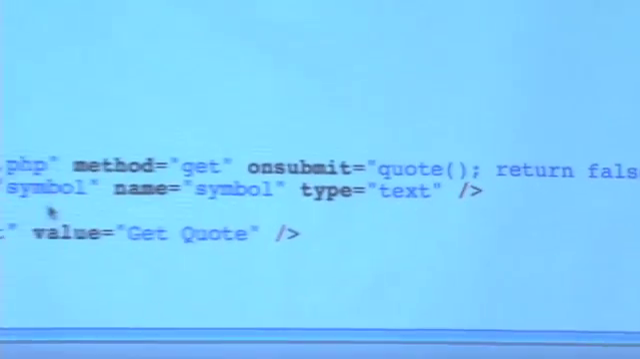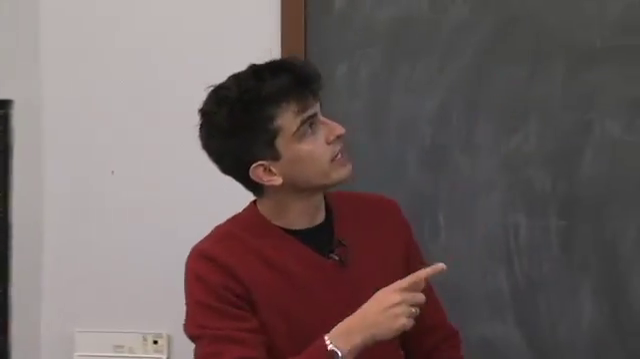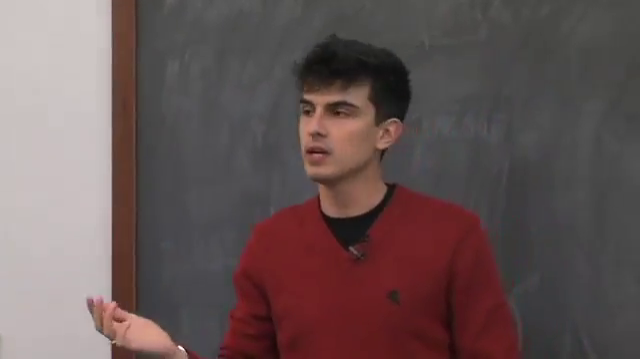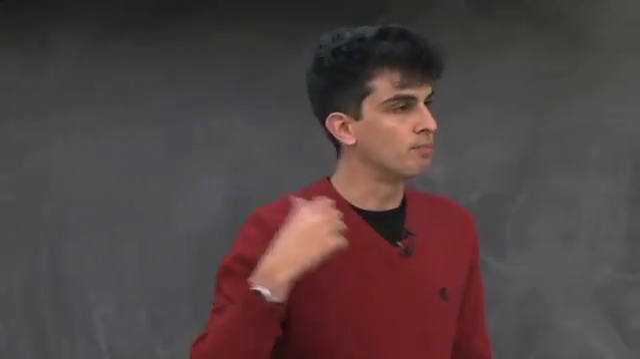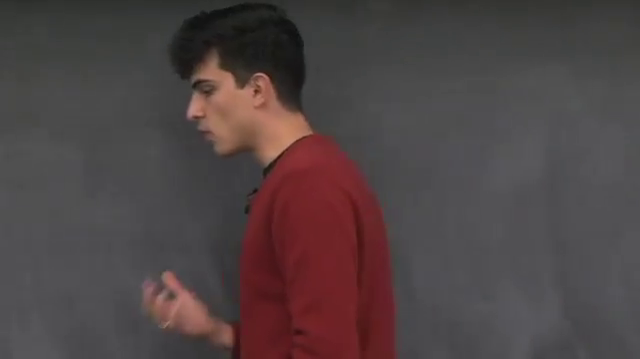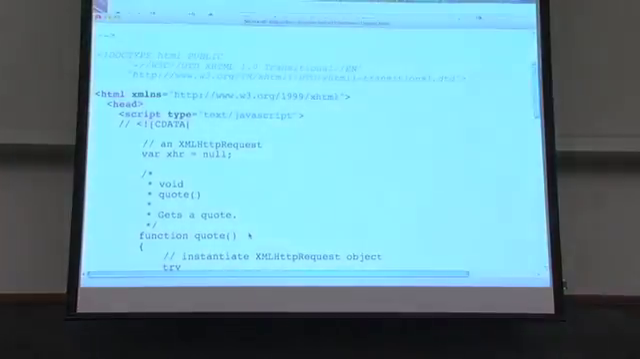If we didn't have this return false, what would happen? Right, it would try to submit whatever we entered to quote1.php, which means that it's going to actually be fetching another page, and that's against the whole point of what we're trying to do. So we're just aborting the normal form function in this case by having this return false. Okay, so there must be something special about this quote function.